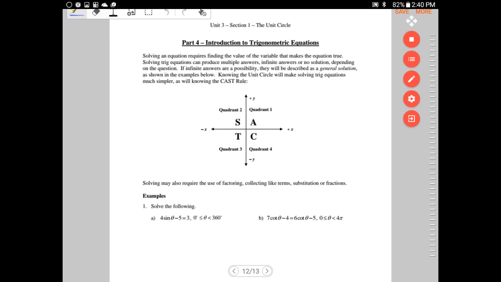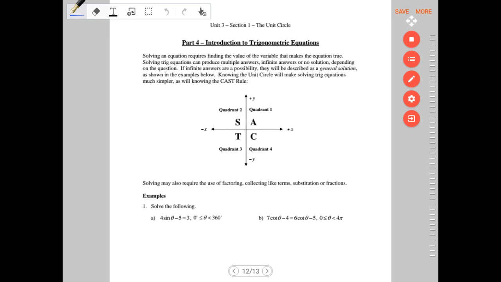Part 4, Introduction to Trigonometric Equations. Solving an equation requires finding a value of the variable that makes the equation true. You can have multiple answers, infinite answers, or no solution, depending on what kind of question you're being asked. If infinite answers are a possibility, they will be described as a general solution, as shown in the examples below.